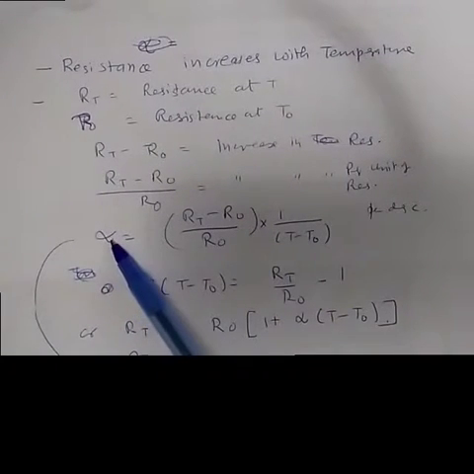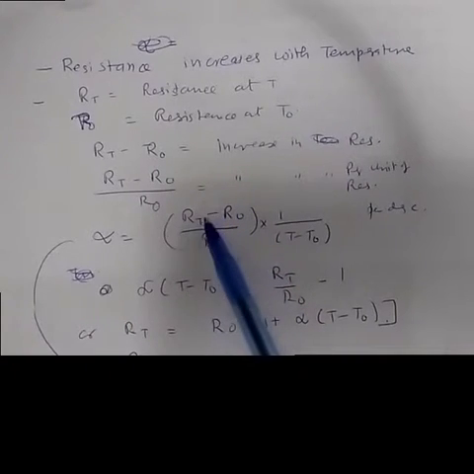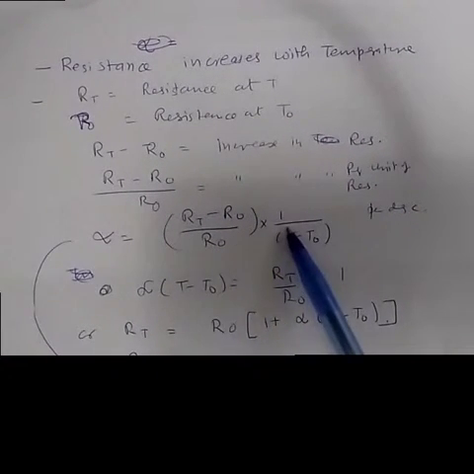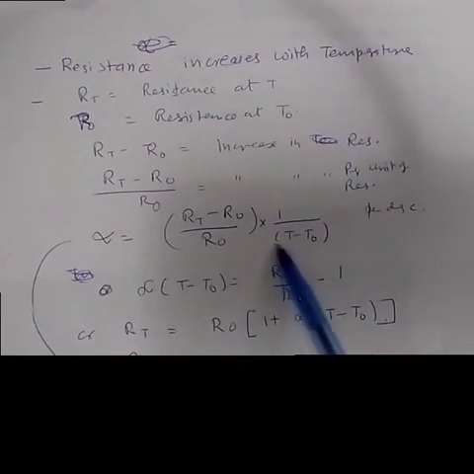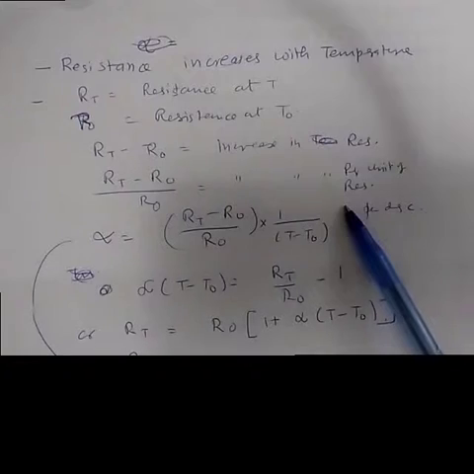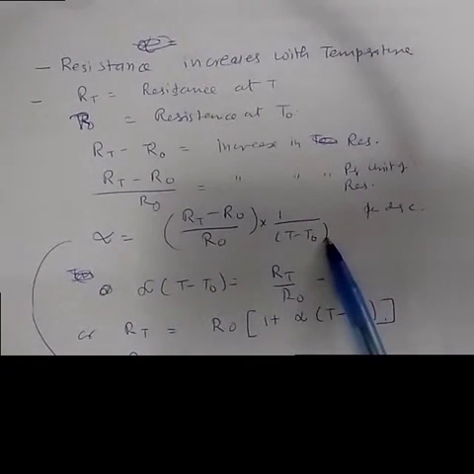Now the temperature coefficient is defined as the increase in the resistance value for 1 ohm of a resistor for every degree centigrade increase in the temperature. Now that is very easy to memorize.